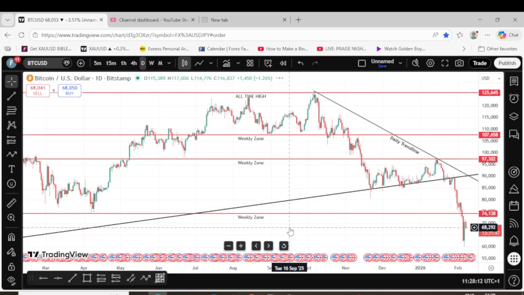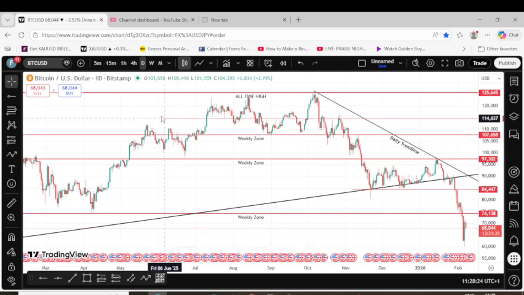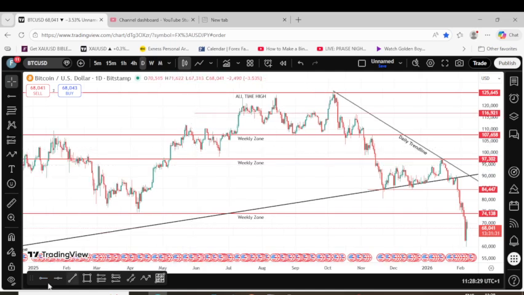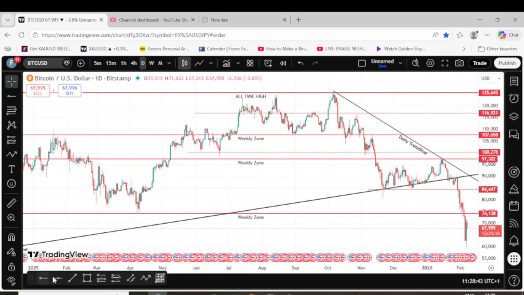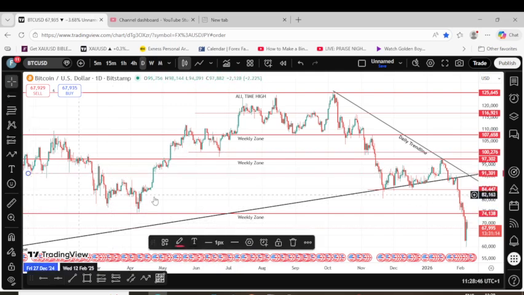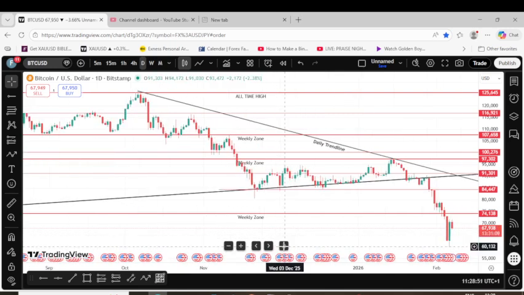Okay, so now that we're down on the daily time frame, we also have to identify our daily zones. We have one here. We have another daily zone here, hereabouts. We have another daily zone here. Okay, and there's one here. So I think that's it for the daily zones. I've also done our daily trend line. And now the next thing is our trend origin.